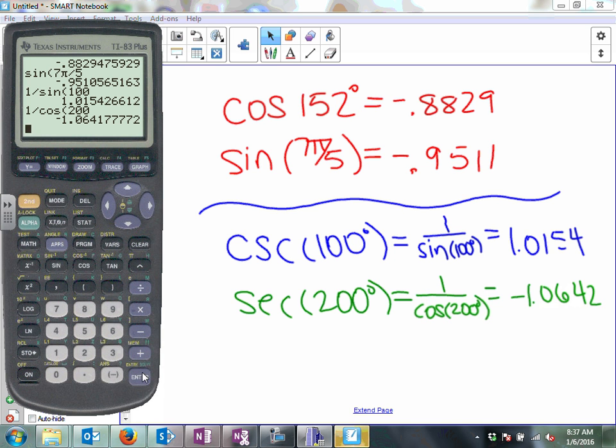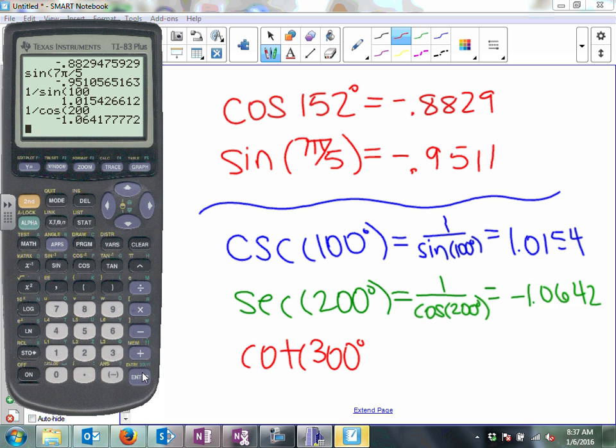And if I ask for a cotangent, what will we plug in? 1 over tangent. So for fun, cotangent of 300 degrees, we would plug in 1 over the tangent of 300 degrees.